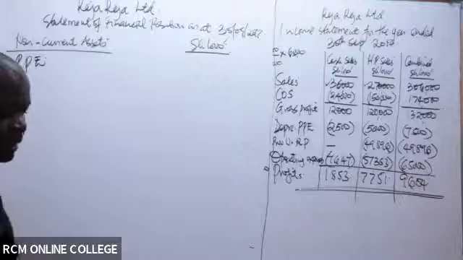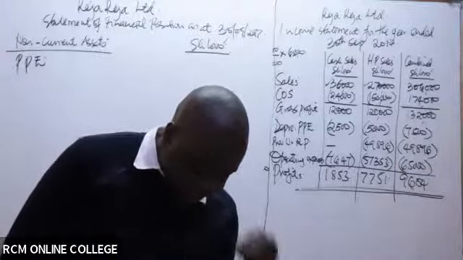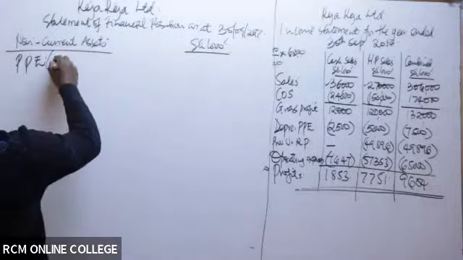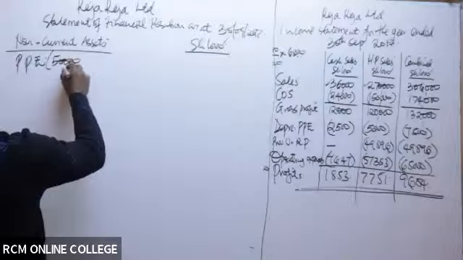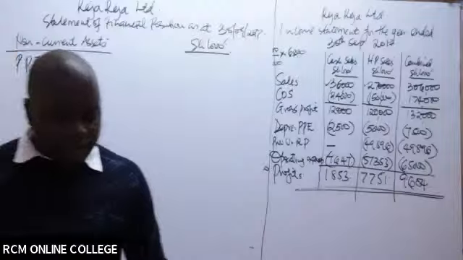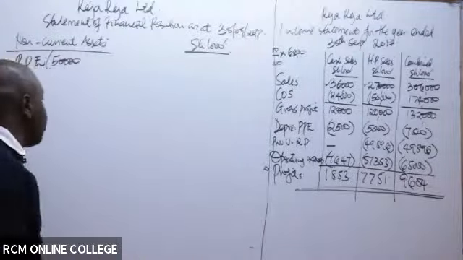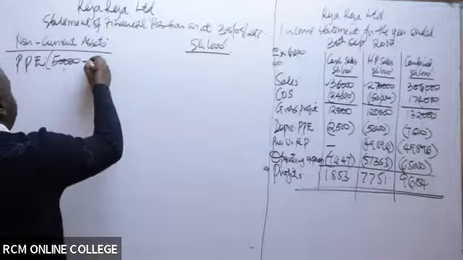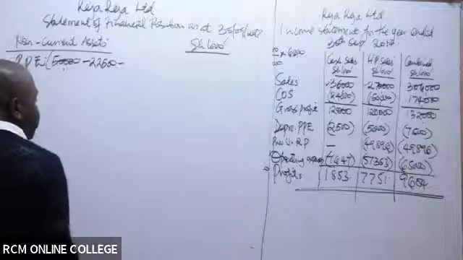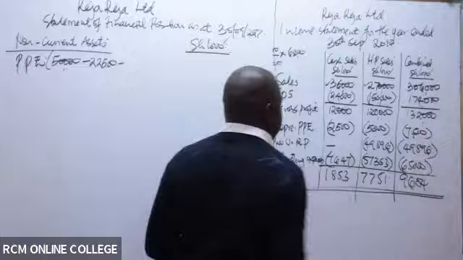Of course, for property, plant, and equipment, the cost there was actually 50,000. But in the same trial balance, we have an accumulated depreciation by the start of the year, which is an amount of 22,500. So to get the net book value, we have to remove it, 22,500.